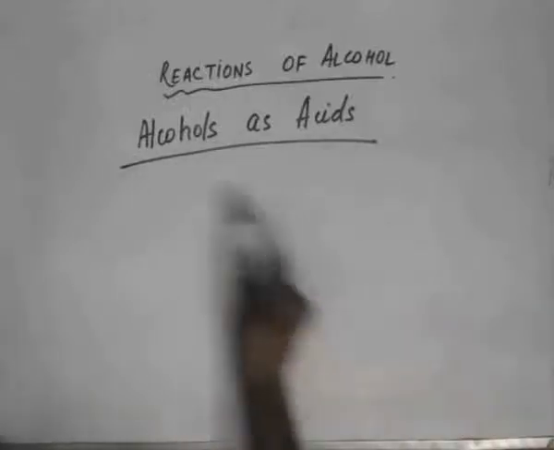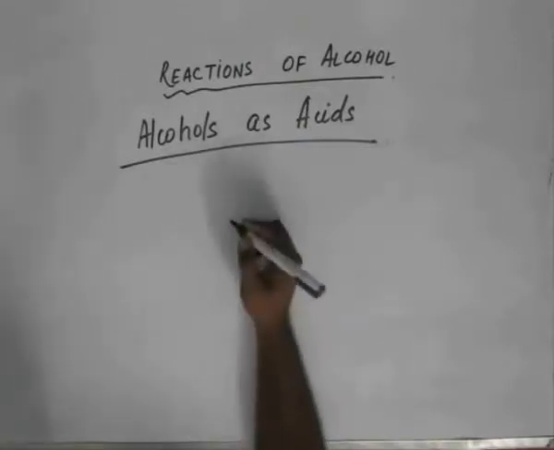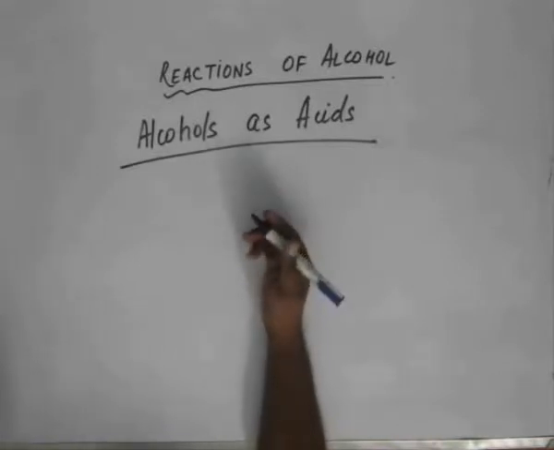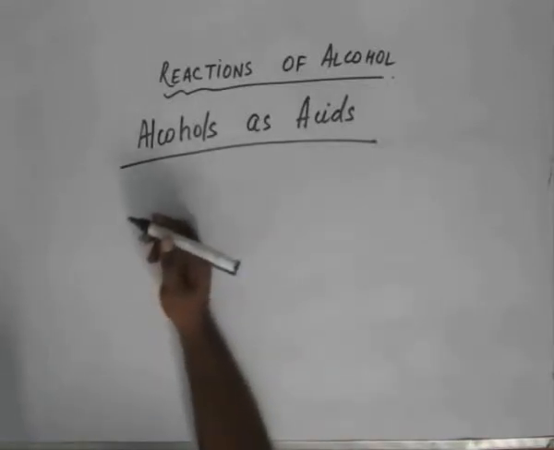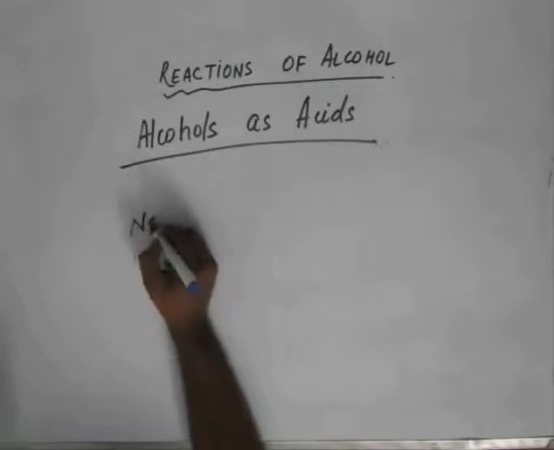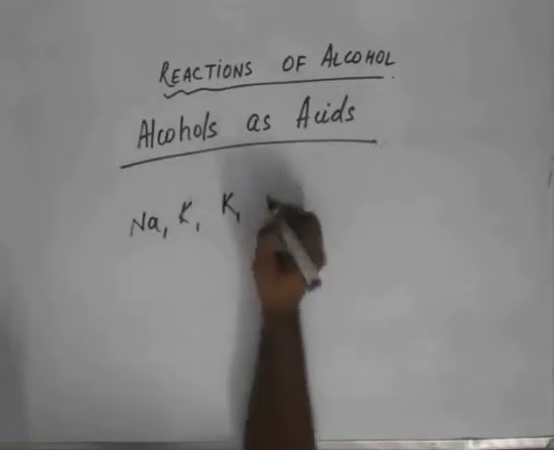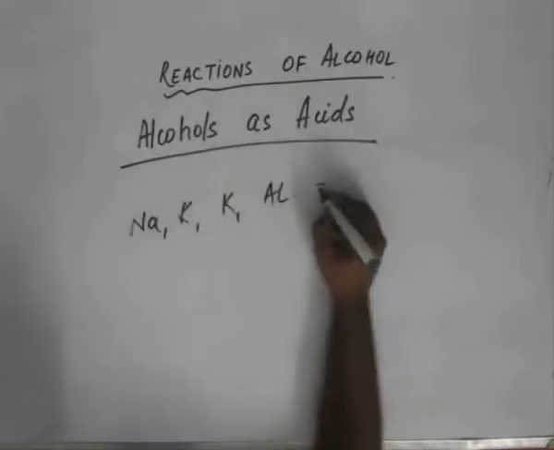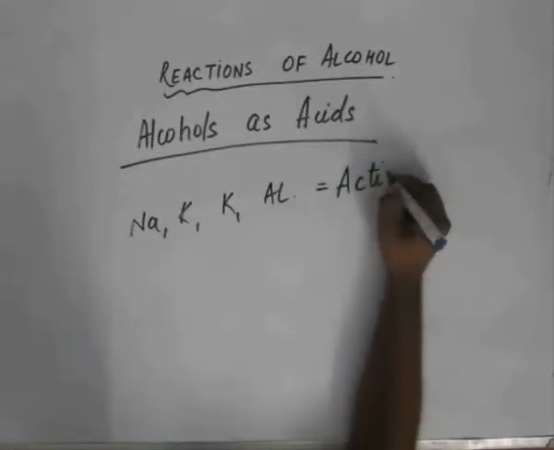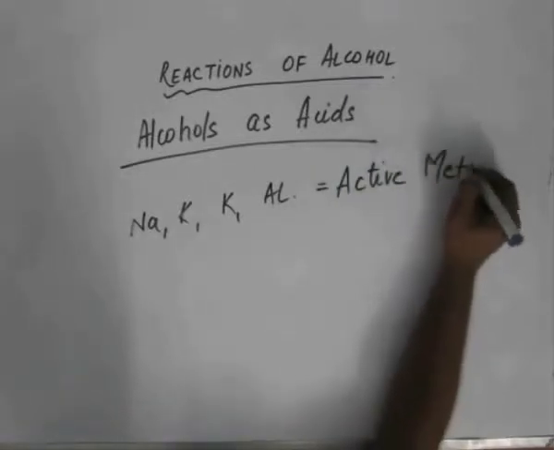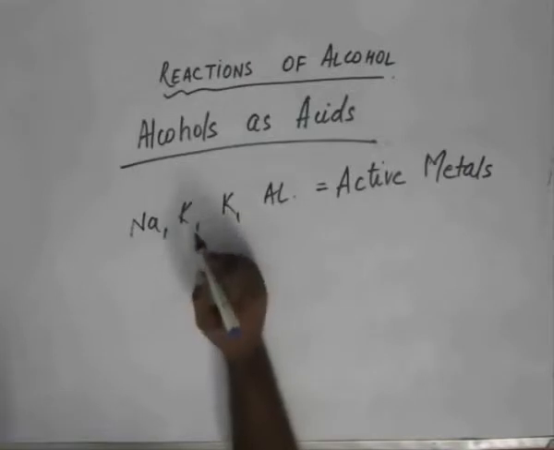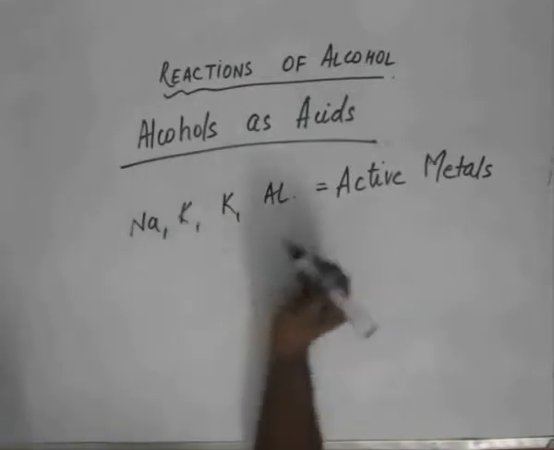What is the simplest lab test of a compound carrying an acidic H? The simplest lab test is we add an active metal to it. By active metal I mean sodium, potassium, calcium, aluminium. If we add these active metals to compounds having an acidic H, they'll replace the acidic H and hydrogen gas will be liberated.